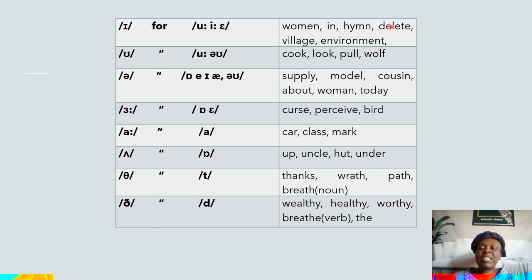And then the next word is delete. If you say it wrongly, you're actually exchanging it for this A sound. Then the next one is village, not the way we often say it. It's not A, but short I, village. The next one is environment. It's not in, it's not environments, but environment.